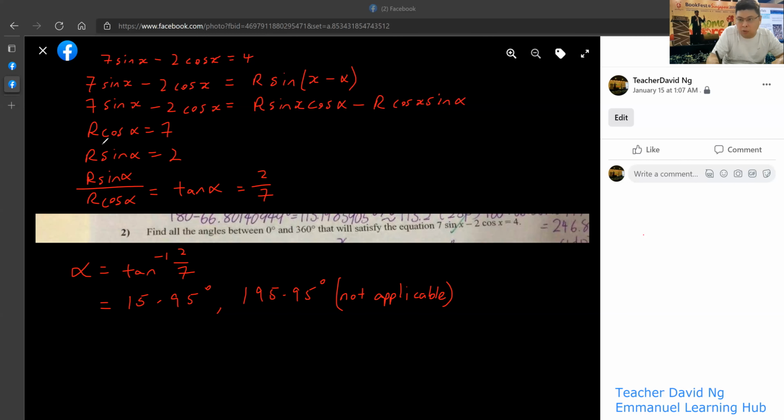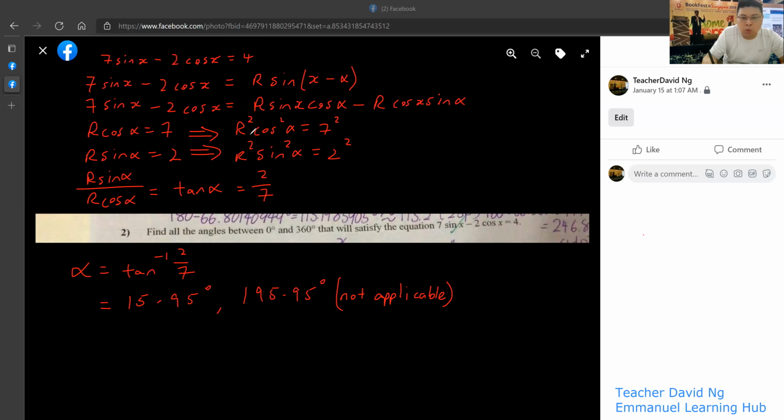Then next, you need to work out your R. Your R apparently is the square root of 2 square plus 7 square. So allow me to explain simply how come your R is the square root of 2 square plus 7 square. If I were to square this part here, I would have your R square cos square alpha is 7 square. And this one, I have R square sine square alpha is 2 square.